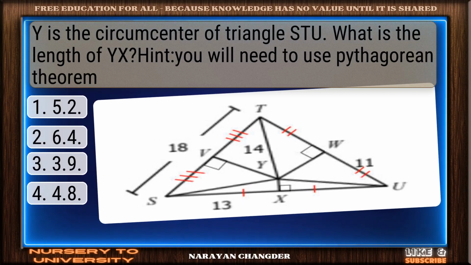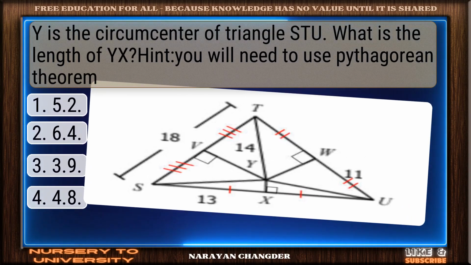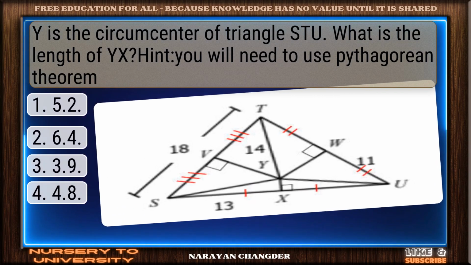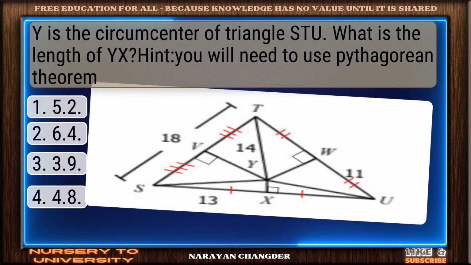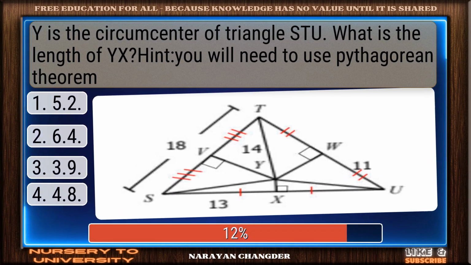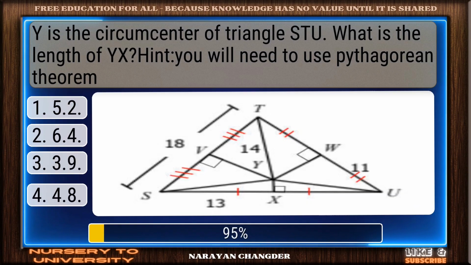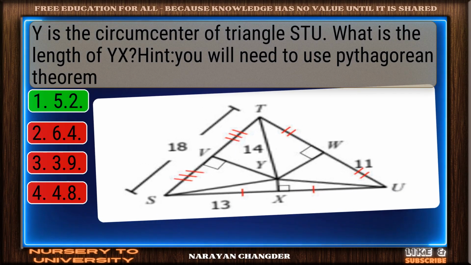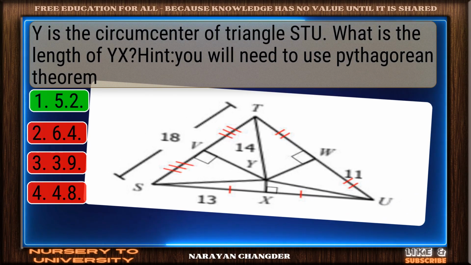Question number 1. Y is the circumcenter of triangle STU. What is the length of x? Hint: You will need to use the Pythagorean theorem. You chose 5.2, and it is correct.